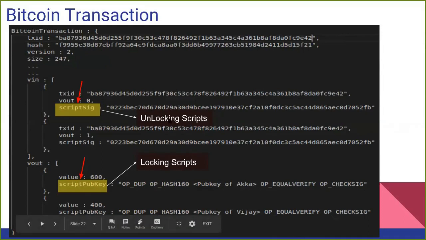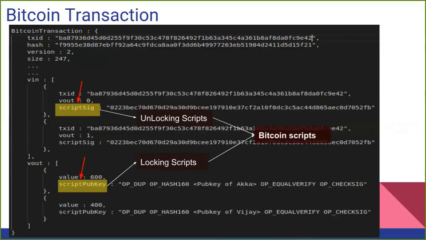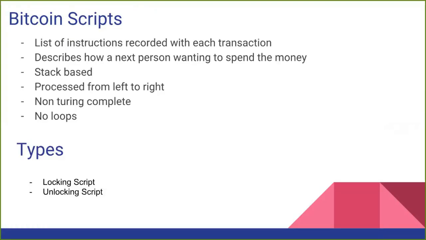And why is this called unlocking script? Because you provide the signature to unlock some similar script like this, which belongs to Vijay in the previous transaction, whose ID is this. And they both are called Bitcoin script basically. So these are some of the jargons.